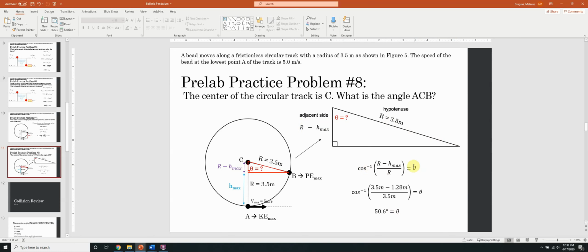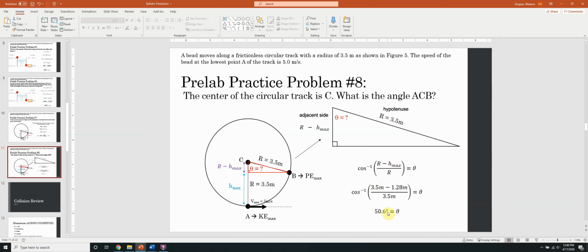So inverse cosine of the adjacent side divided by the hypotenuse is equal to theta. Now we plug in our known values: inverse cosine of r, 3.5 meters, minus h max, which we calculated in problem 7, 1.28 meters, divided by our hypotenuse, which is r, 3.5 meters. When we calculate, we get that our angle theta is equal to 50.6 degrees. So that's it for the pre-lab practice problems for lab 12.